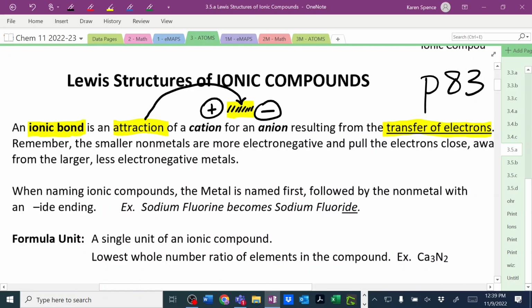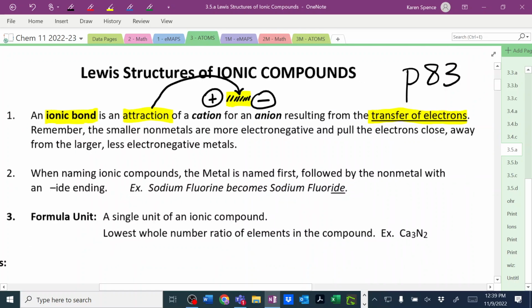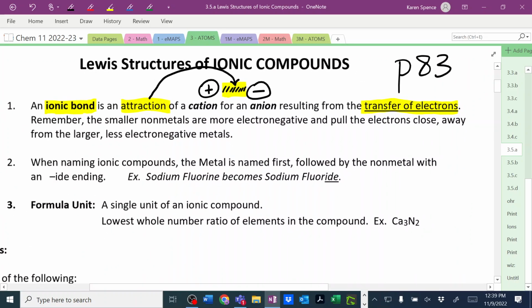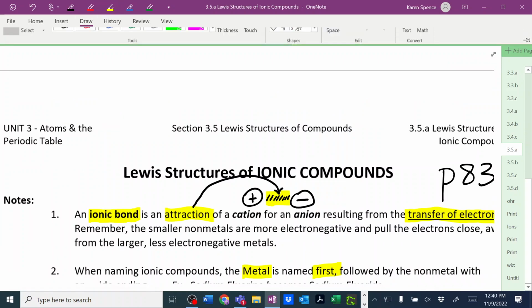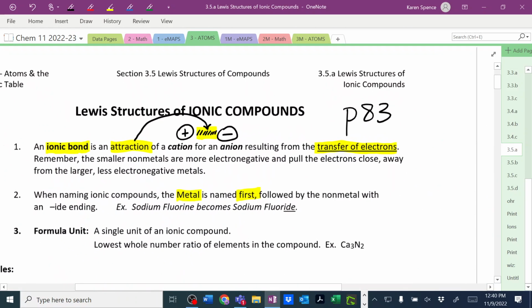It says, remember, smaller nonmetals are more electronegative. You guys probably don't know what electronegative is yet, so don't worry about that too much. Okay, we'll just hang out with that. When you are naming an ionic compound, the metal is always named first. Okay, so the metal comes first. The nonmetal comes second. And the nonmetal ends in "ide." So sodium fluorine becomes sodium fluoride.